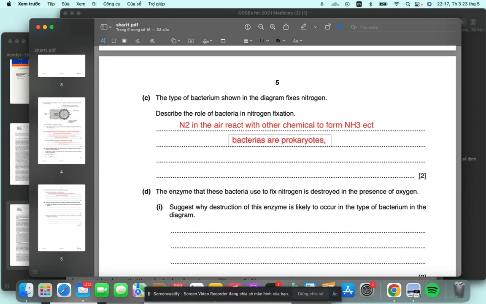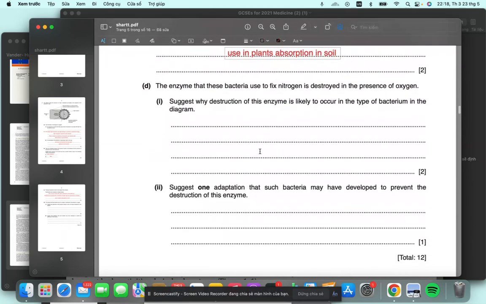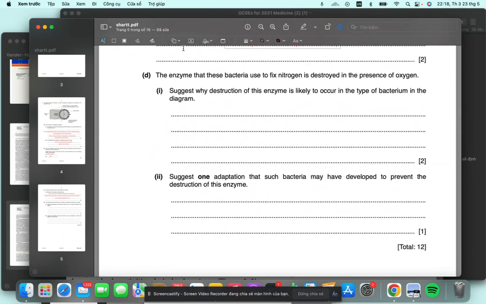They're prokaryotes. They transform nitrogen gas into ammonia or nitrates that are used in plants, absorbed in soil. Like the enzyme that these bacteria use; oxygen destroys it. Suggest why the presence of oxygen destroys this enzyme.